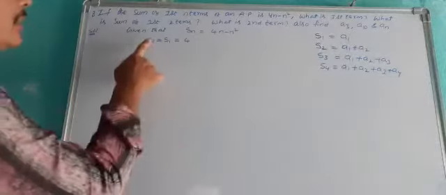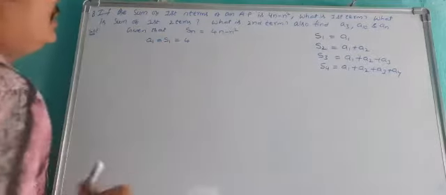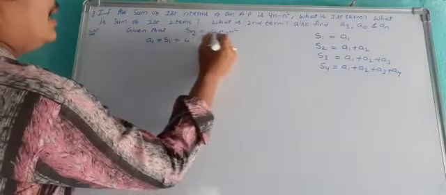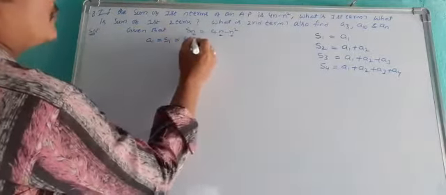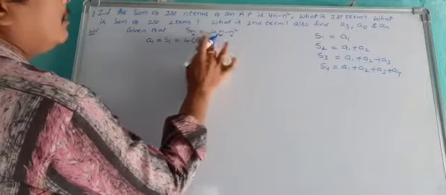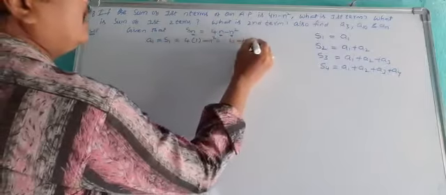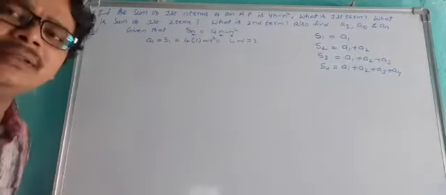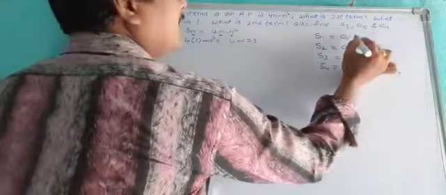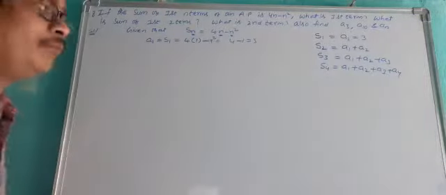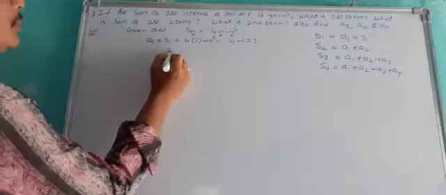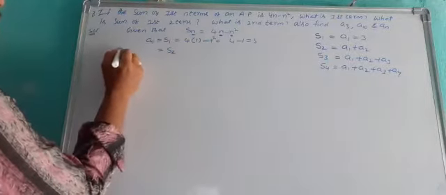Okay, so here A1 and S1. Instead of n we have to substitute 1. So 4 into 1 minus 1 square. That means 4 minus 1, that equals 3. So S1 equals A1 equals how much? 3.